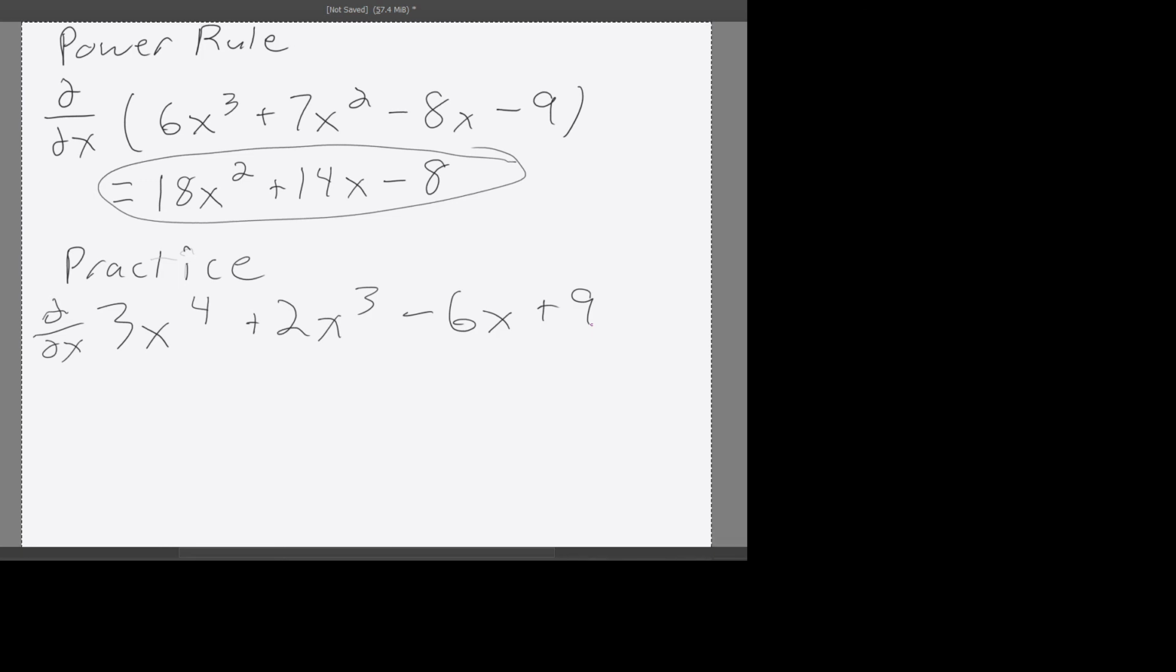Okay. And your answer here, you should have 12x to the 3rd power plus 6x squared minus 6. And that's it. This is how to use the power rule for any powers which are greater than 0. We're going to see once you start falling into negative powers in a different video.